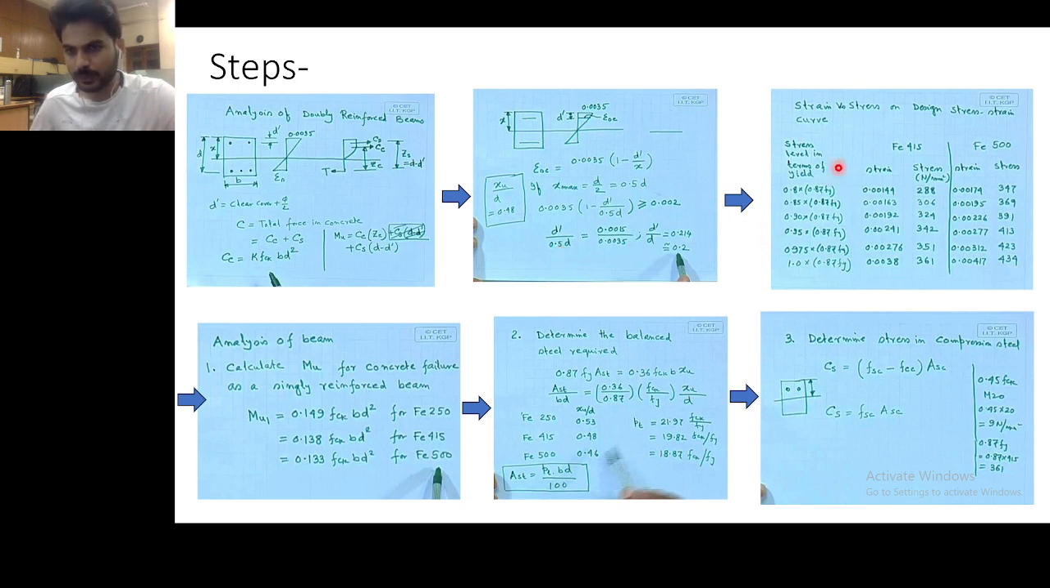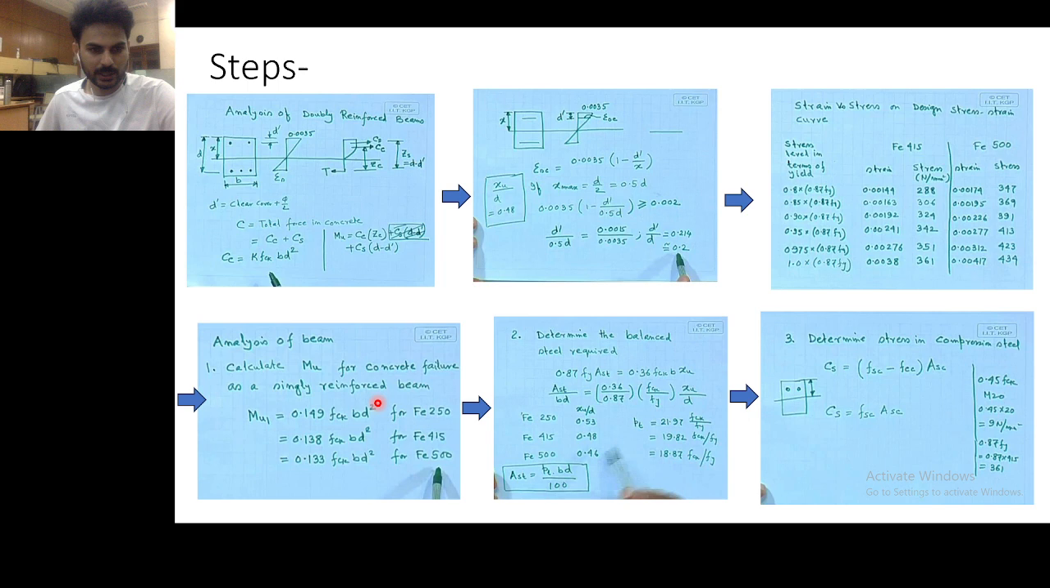Also, the strains and stresses in the steels are given in the IS codes, and here the professor has written them. For 0.8 of the yield strain, what the strain and the stress are, he has directly given. And whatever strain comes in our problem, we have to find the stress by looking at which two values it lies between, and we have to solve it by proportioning. So for Fe500 also it is given.